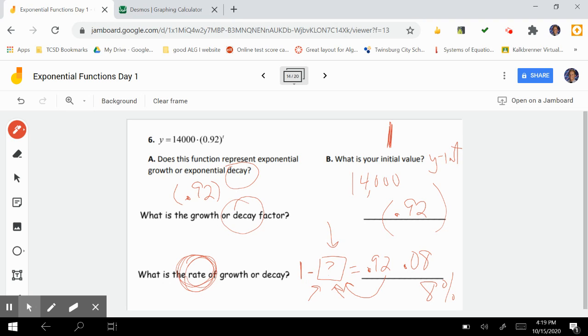So this is going to be depreciating, another word you might hear for decay, at 8% each, however long it says. So each second, each minute, each hour, each day, each year, something like that. So again, the factor is what we're multiplying by, which is 0.92. And then the rate is the percentage, and that's going to be the 0.08 that we're missing from 1. Then put that to a percent, and you get 8%.